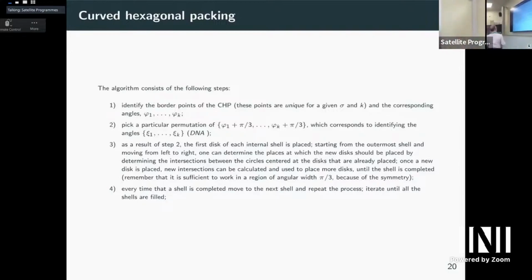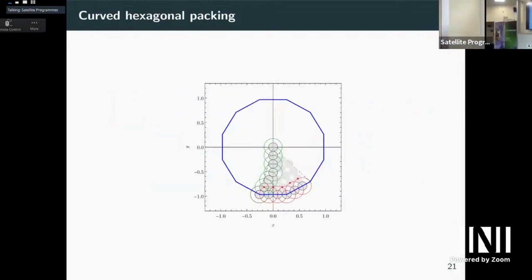So how does the algorithm work? The algorithm is pretty simple. First, you start identifying the border points, the one I started with. Then you pick a particular permutation of the angle. This is the conjecture. Then, as a result of step 2, you start putting your points or circles in the domain. So I started putting the coin here, then I put this one, this one, this one, this one, this one.